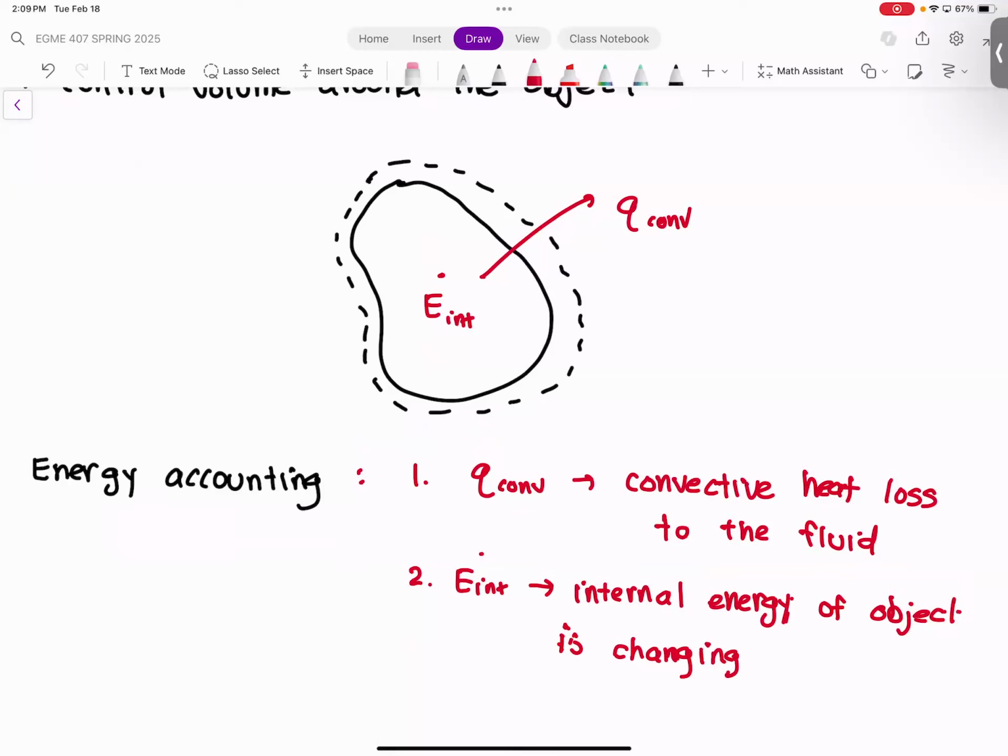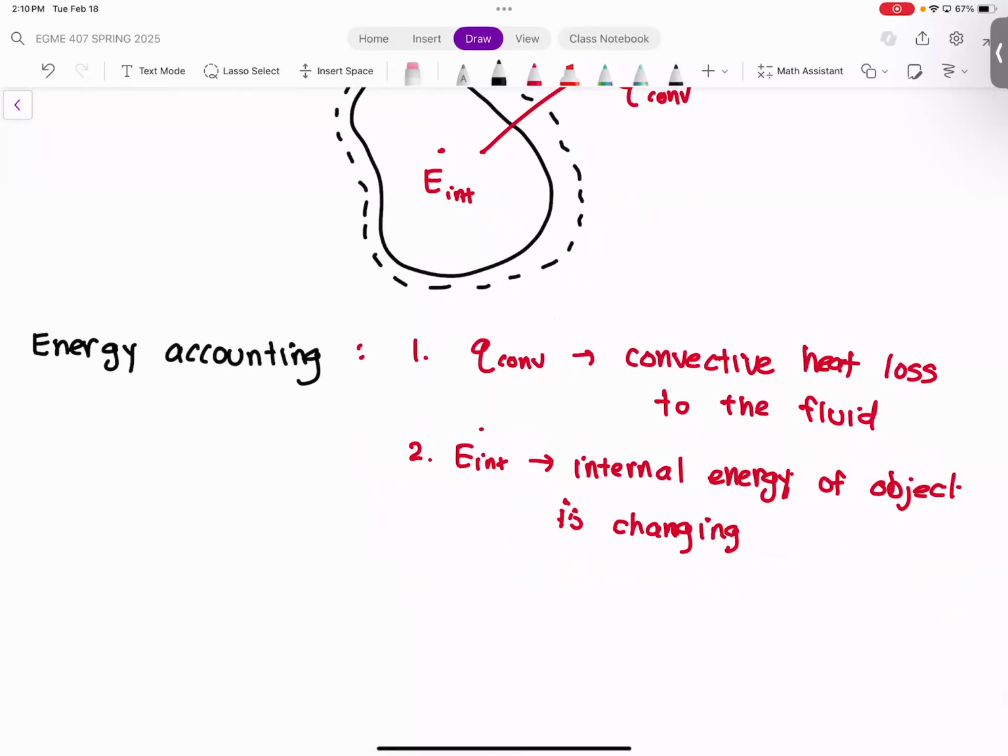Because of conservation of energy, these two things must balance. All of the heat that's leaving the object due to convection is not coming from nowhere. That heat is coming from the internal energy. And so if we balance this out, then we can say E internal dot plus Q convection is equal to 0.